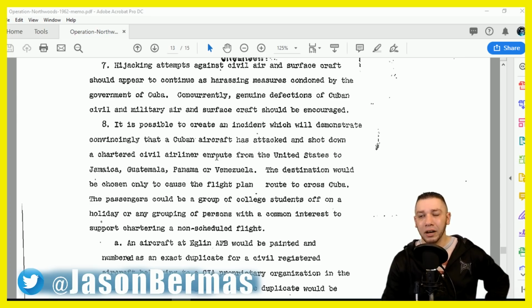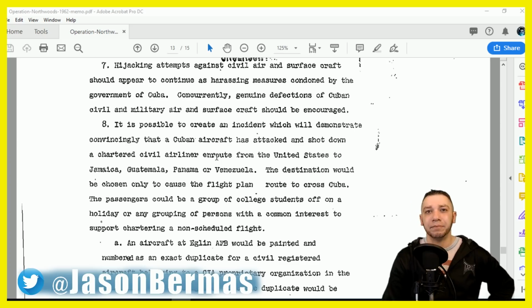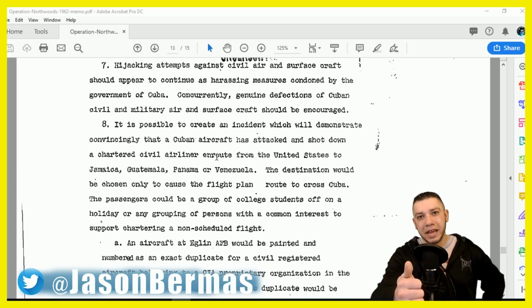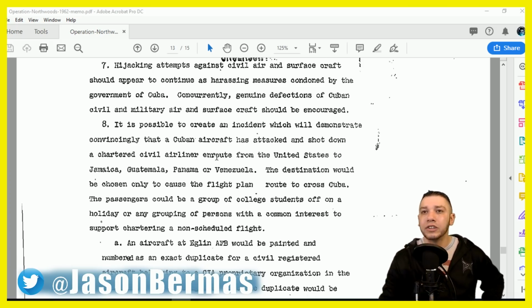Oh boy. We've never encouraged terrorism. Hijacking an aircraft, that's not terrorism. 8. It is possible to create an incident which will demonstrate convincingly that a Cuban aircraft has attacked and shot down a chartered civil airliner en route from the United States to Jamaica, Guatemala, Panama, or Venezuela.